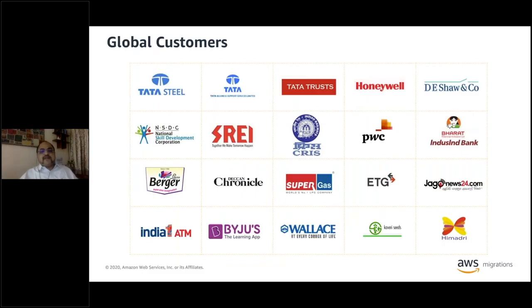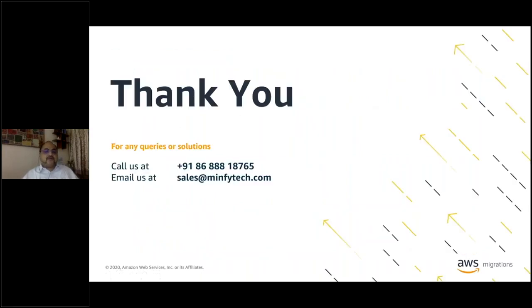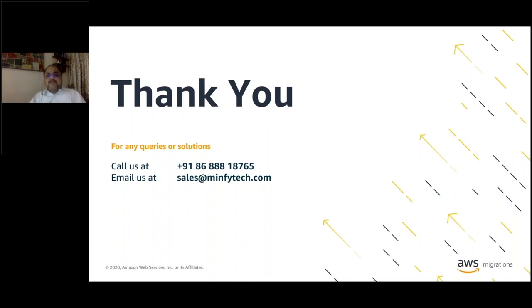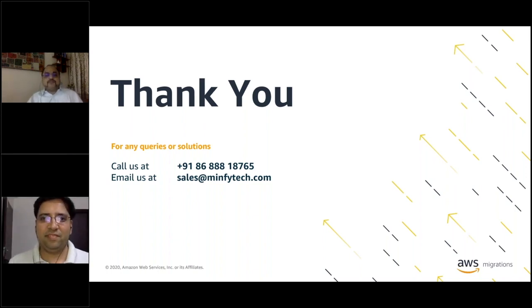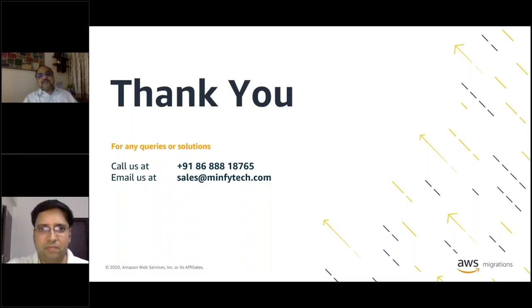Some global customers that we have, all the big names that you can see here: Tata's, Honeywell's, D.E. Shaw's, NSDC, Burgess, Media. Then Byju's is there, Kaveri Seed, which is an SAP, Madhuri is an SAP. A lot of customers we have in our fold. So with this, I would like to bring this to an end, and thanks a lot for all the time, and I think we can proceed to a question and answer session.